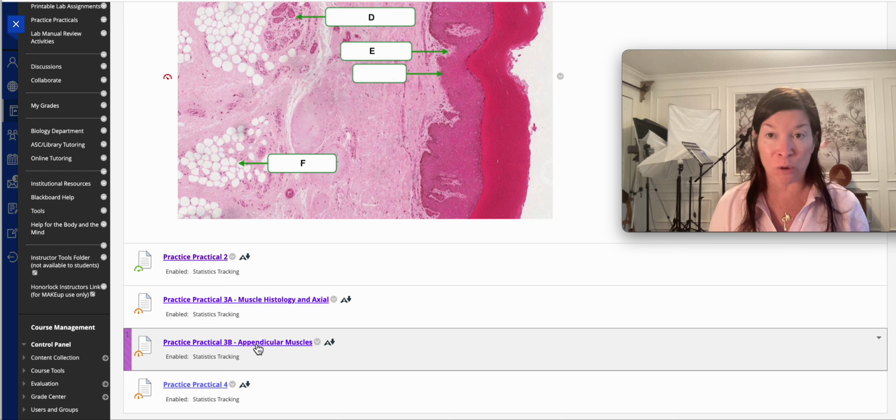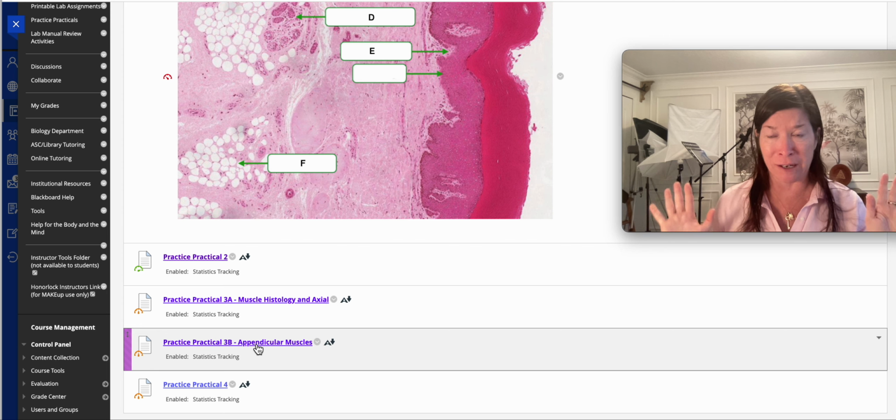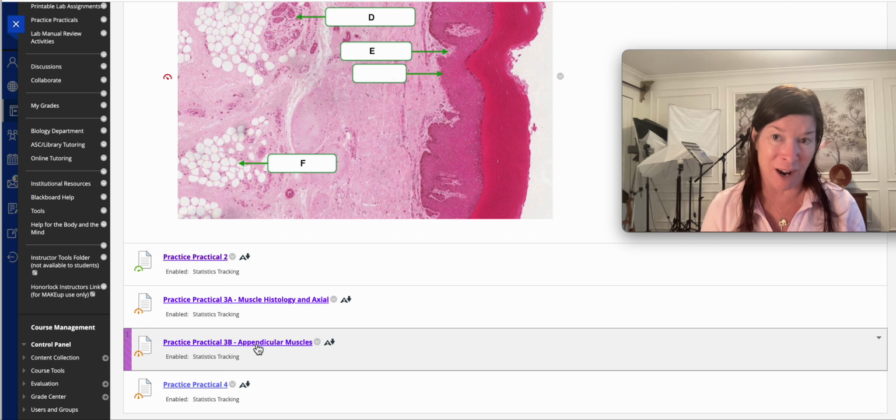Those practice practicals are incredibly powerful tools for preparing for the actual practical exam, but only if you use them in a way that works for learning and memory. And how I've just described, that's the way. It's not just clicking through them. We're all guilty of it. I've done it myself, but it doesn't pay off grade-wise.